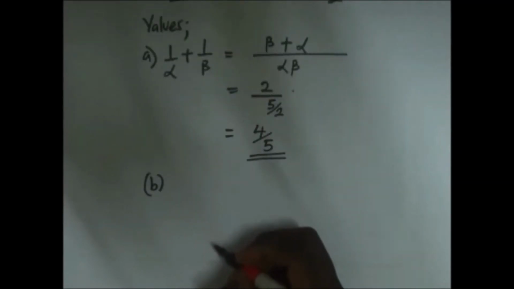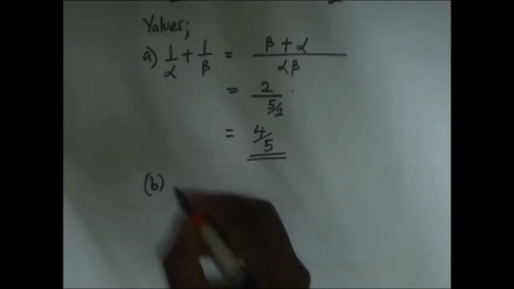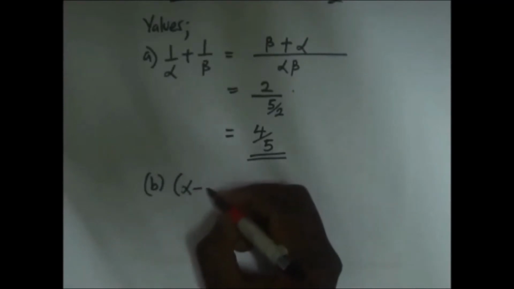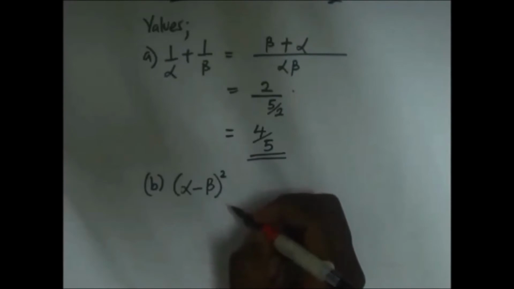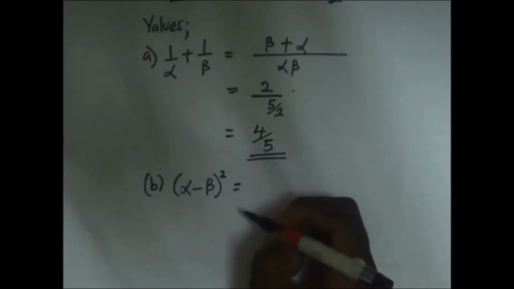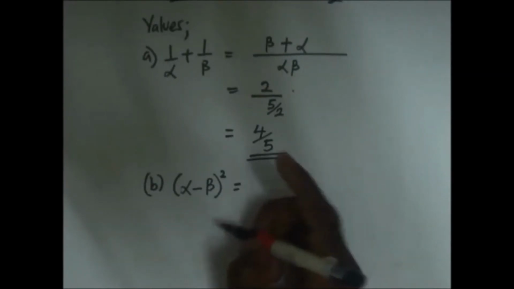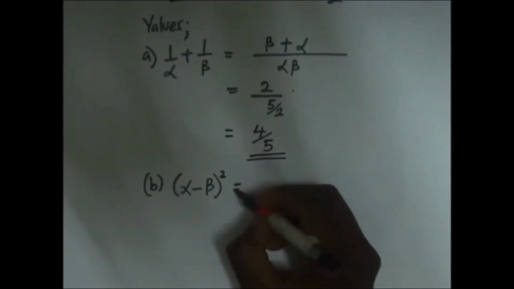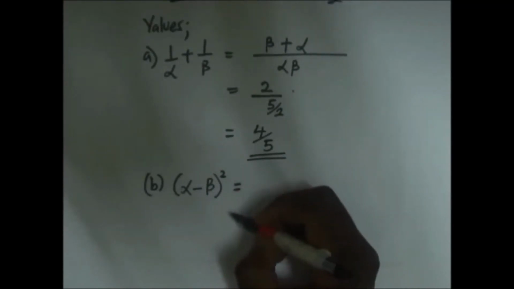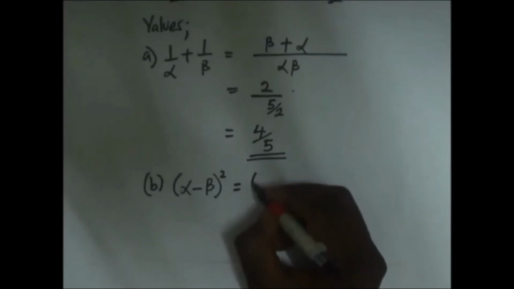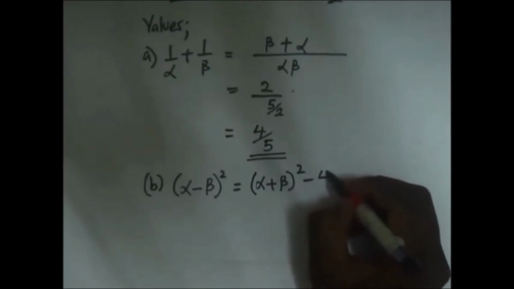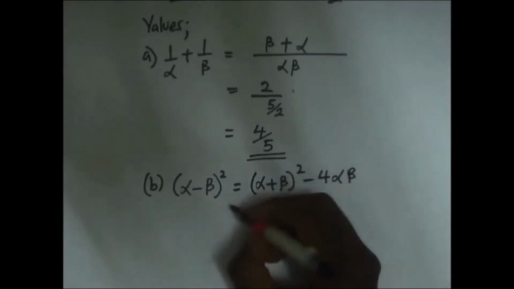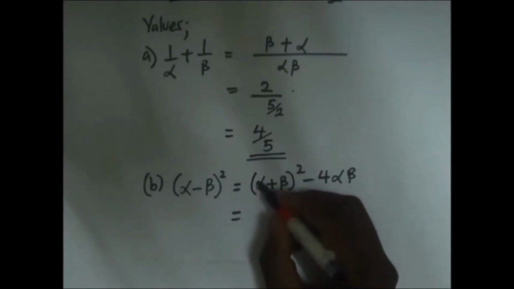Part B, they're asking us to find alpha minus beta squared. Now the expression for alpha minus beta squared, we already got it in our earlier calculations. The expression for alpha minus beta squared, we ended up with alpha plus beta squared minus 4 alpha beta. We got this expression in our first example. We shall not recalculate or derive it again.